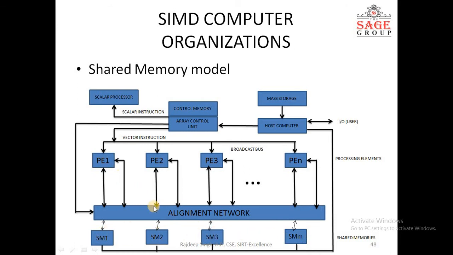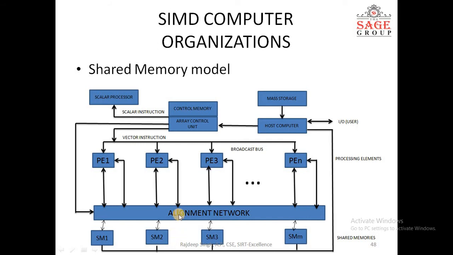That means P1 can access SM3 also, SM2 also, SM1 also, or any other shared memory module. Similarly, other processing elements can share any shared memory module. So the type of memory which is available here is of shared type, and this shared memory is accessed through the alignment network.